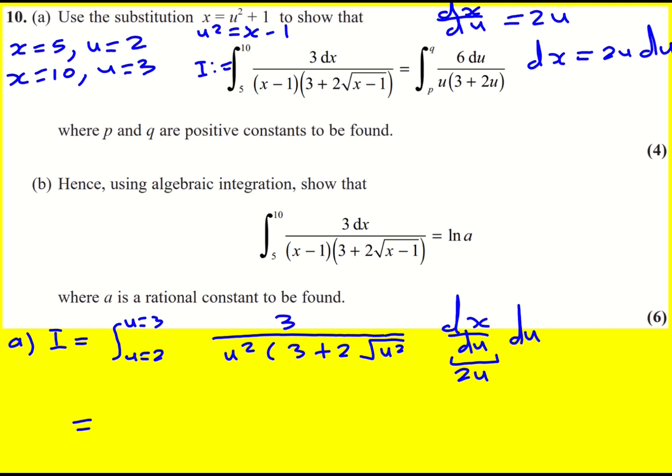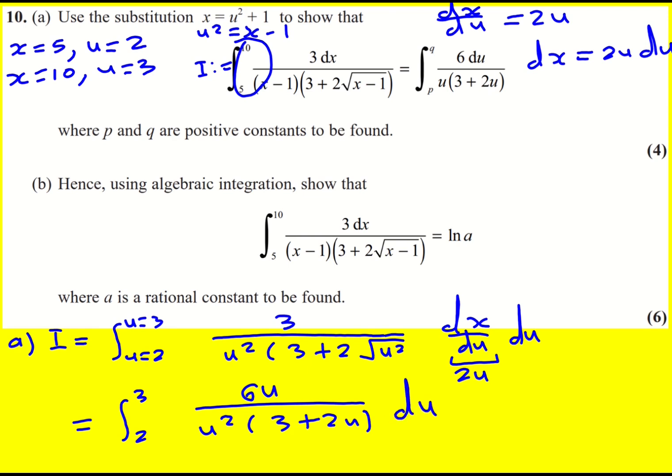Okay, just need to simplify this now, so I'll get rid of the u equals, that's implied now. I just wanted to emphasize it because originally they're x equals limits. So I'm going to do 3 times 2u to give me 6u on the top, over u squared, 3 plus 2u, because that square root of u squared just becomes u, integrating everything with respect to u. I can cancel out the u's here, and we've got the answer required.